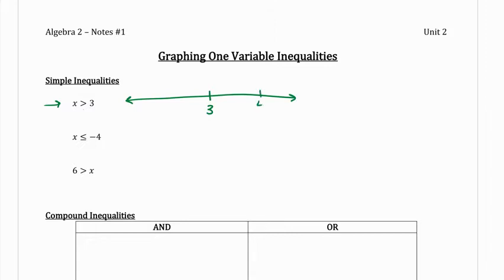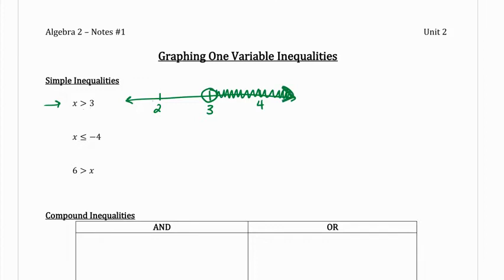I'm going to do one number bigger and one number smaller. Since it's just greater than, it doesn't actually include that number 3. So I'm going to do an open circle at 3. And then I'm going to shade where it's greater than 3. So bigger than 3 means I want to go towards the 4. So I would shade toward this direction.